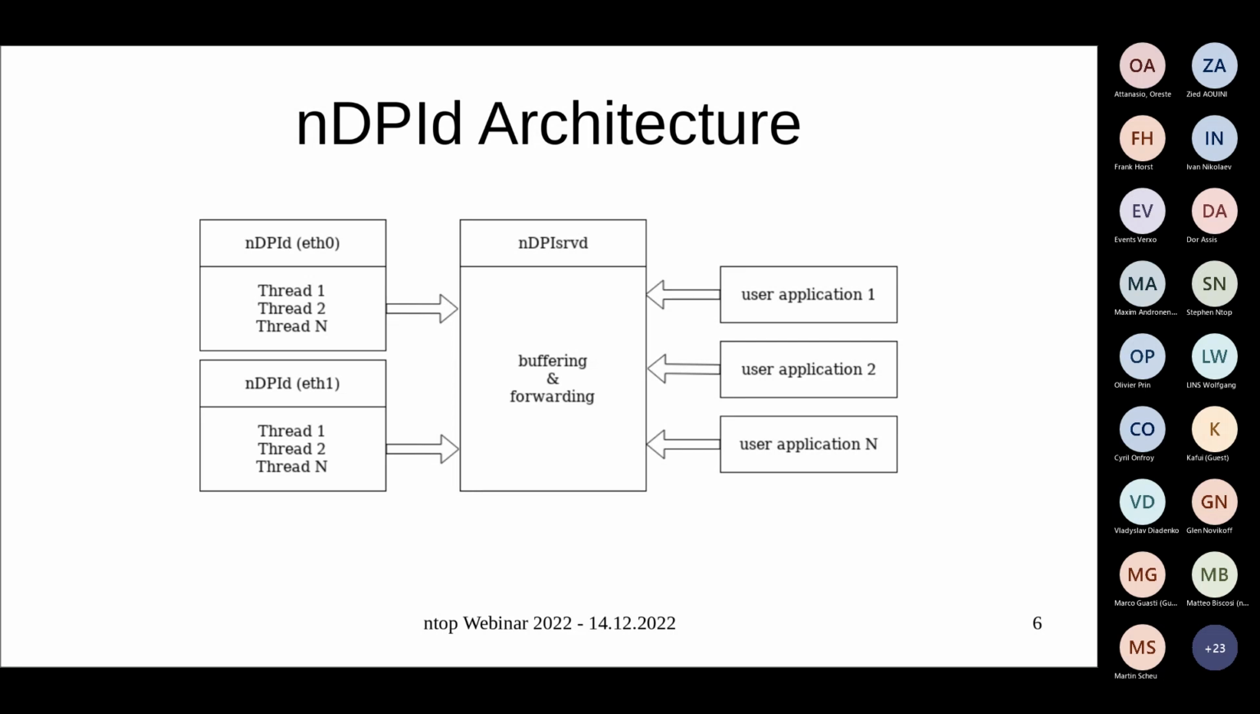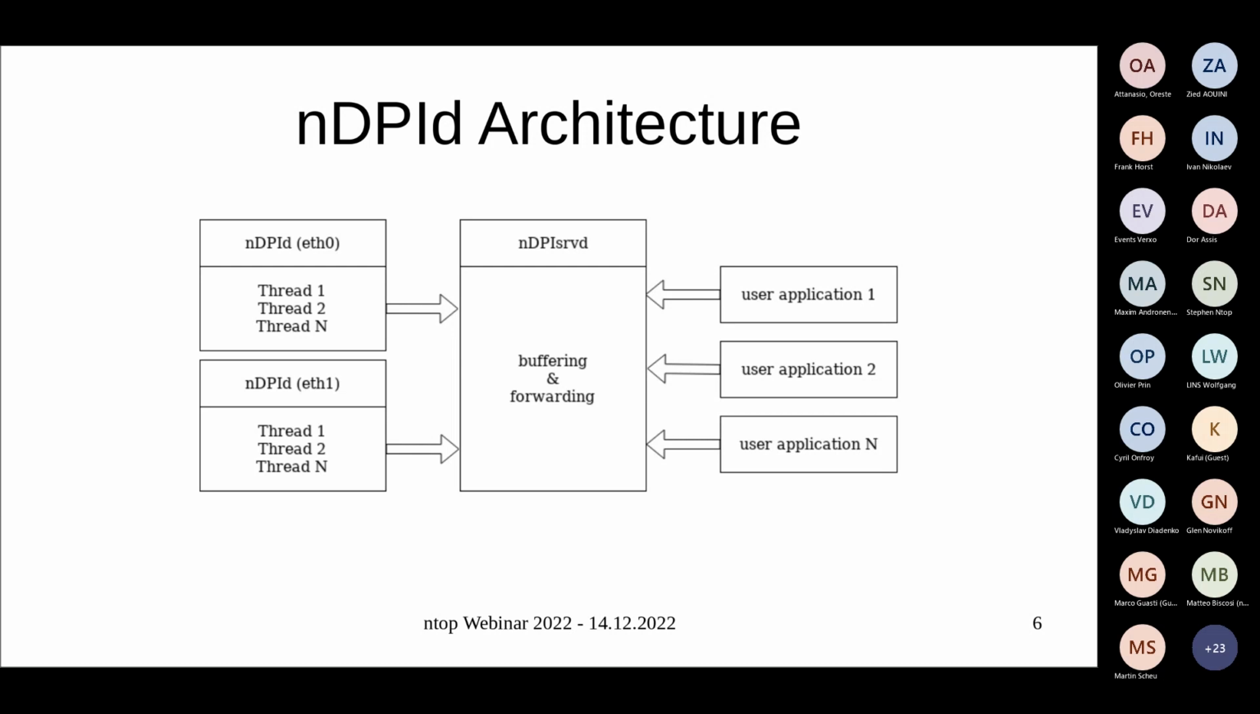So you can see two nDPId daemon instances running on two different network interfaces, and every daemon can spawn several threads, which can be defined by the user. Every thread has its own connection to the serve daemon, and pushes the generated JSON strings to nDPIsrvd via a Unix socket. And the serve daemon does the buffering and forwarding to all the connected user applications.